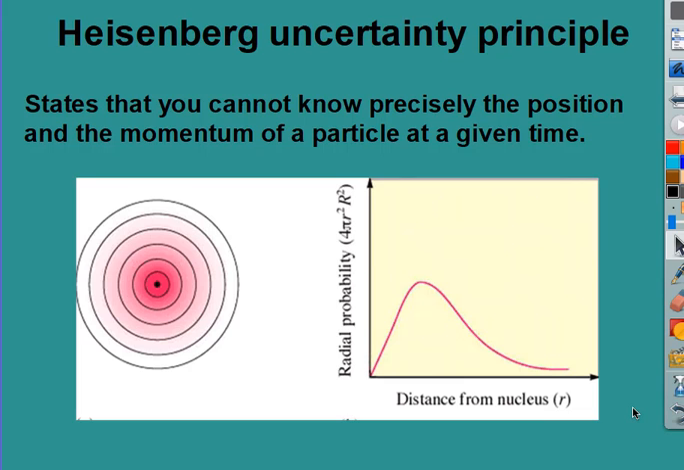Heisenberg's uncertainty principle states that you cannot know precisely the position and the momentum of a particle at a given time.